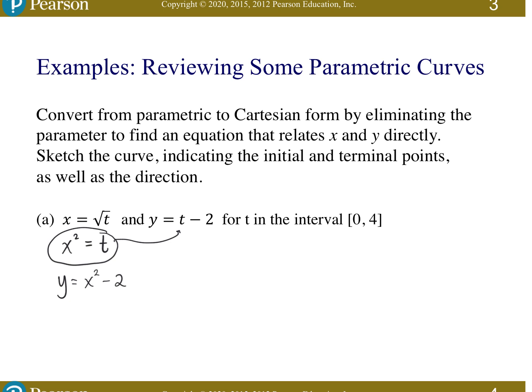So you took something that was a square root relationship and something that was linear, and it turned into a Cartesian parabola. Now they want us to sketch the curve, indicating the initial and terminal points, as well as the direction.